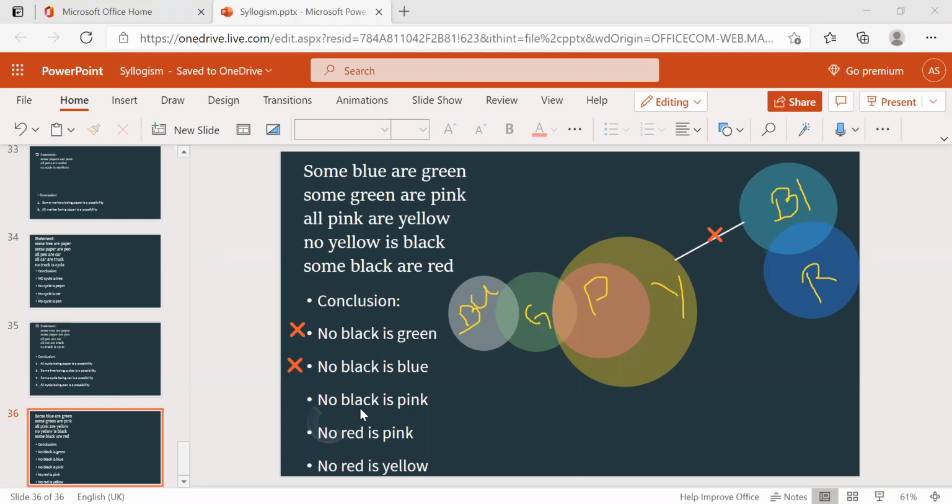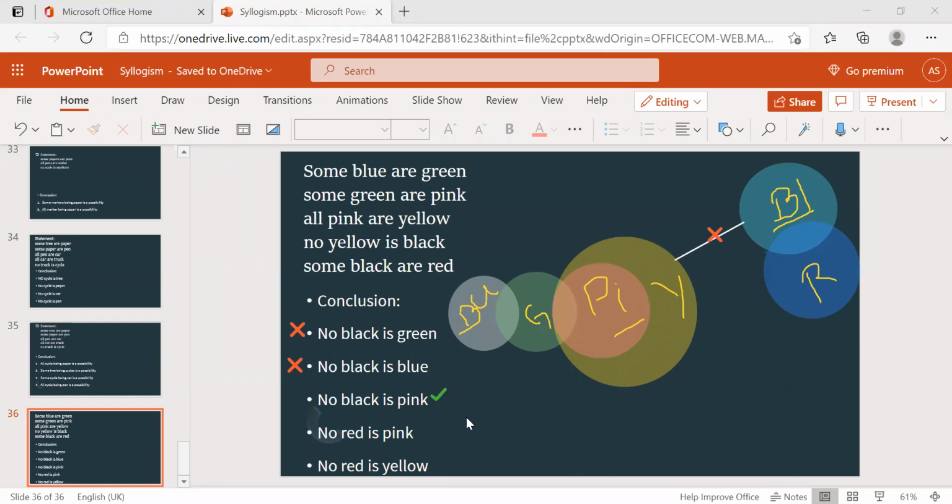Okay, and no black is pink. No black is pink. Where is the pink here? Pink. This one. See. This is the pink. Okay, and what they're saying is no black is pink. See, black is here and pink is here, and black fights with yellow. So all pink is inside the yellow. So that means this fight will be with pink also, right? So no black will be pink. Yes, of course. Right answer. No black is pink. Right answer.